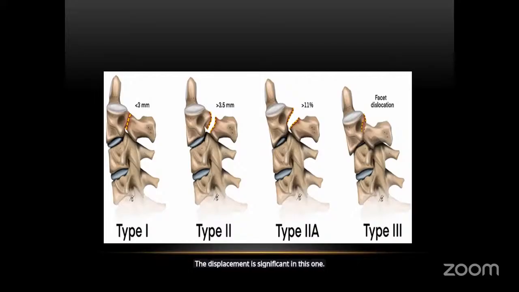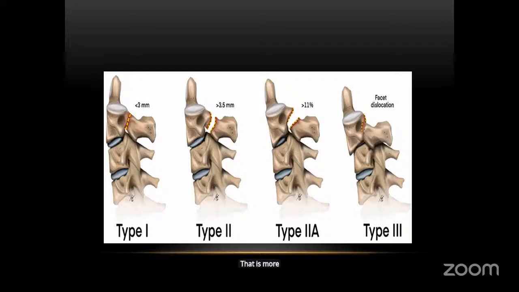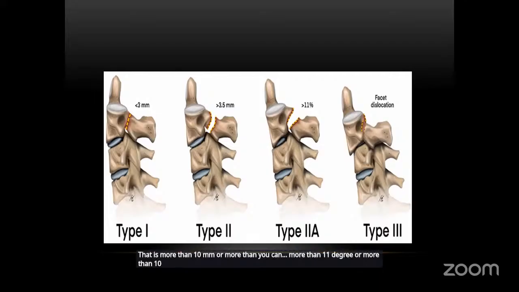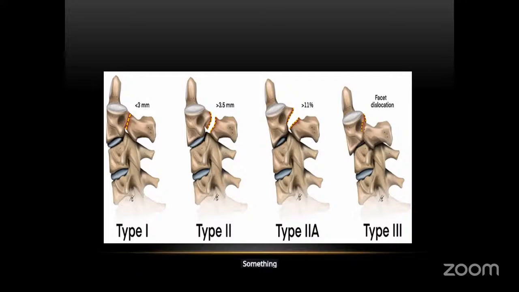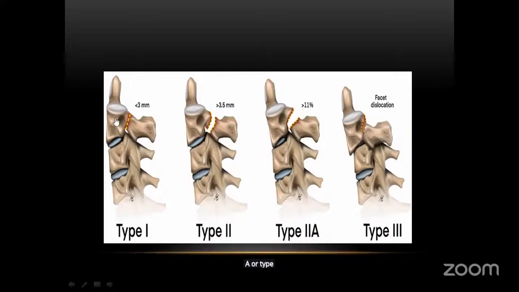When we talk about type 2A, that is an oblique fracture, and that is a very unstable fracture. What is the difference between type 2A and type 2? The angulation is more in type 2A, more than 10 or 11 degrees usually. And the second thing is the oblique fracture. But the subluxation will be similar to that of type 1A or type 1.